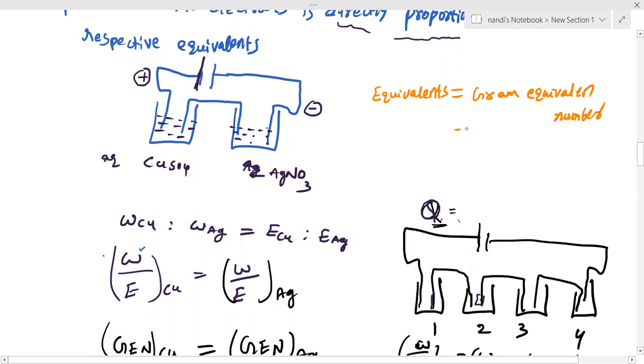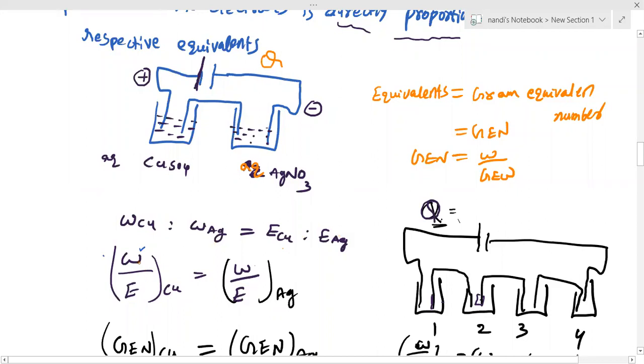So this is the weight of copper deposited at this electrode. I am taking copper sulfate solution and AgNO3 solution, sir. I am sending the same amount of electricity. How much are they depositing at the electrodes? That's going to be calculated. So weight of copper is to weight of Ag equal to equivalent weight of copper is to equivalent weight of Ag. You can also take the ratio.